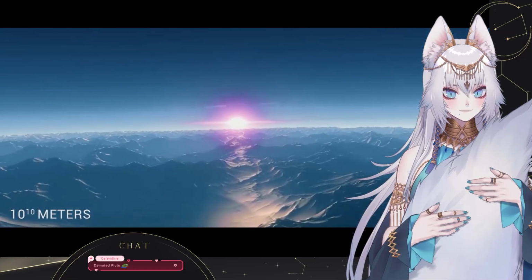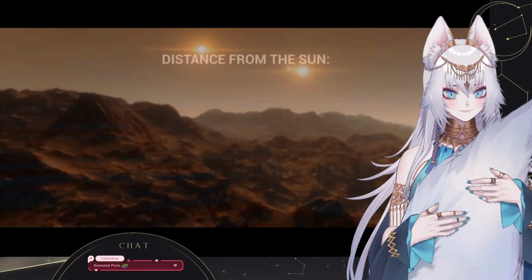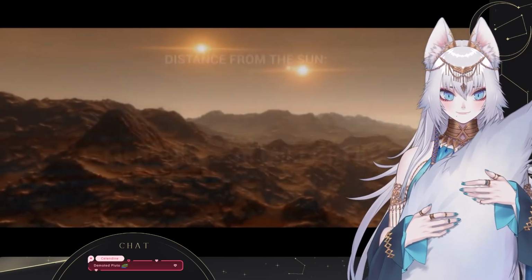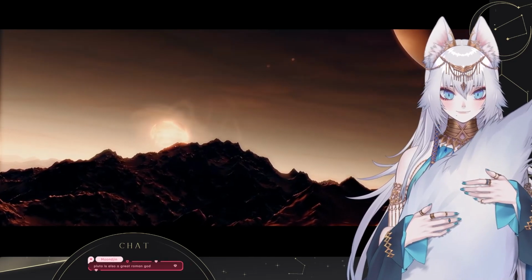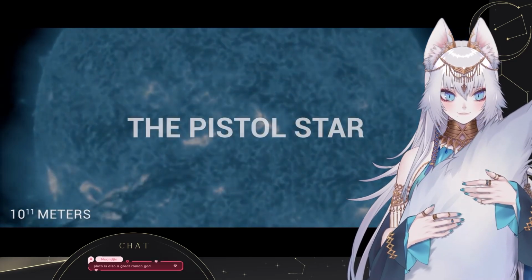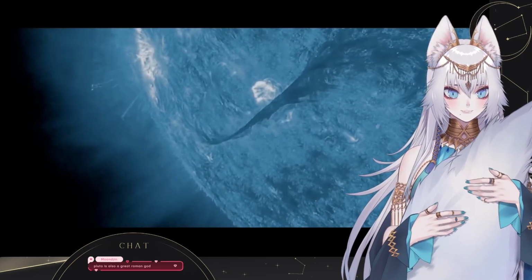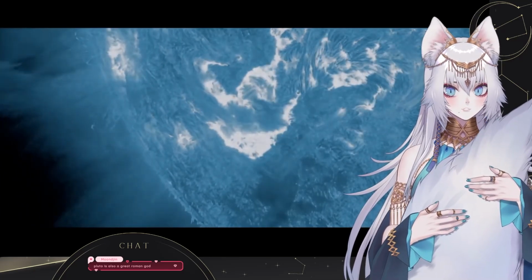At 10 powers of 10, we come across the orbits of Mercury, Venus, and Earth, ranging from 36 billion kilometers from the sun all the way to 93 million kilometers. Although these orbits seem pretty big, they're dwarfed by one of the most luminous stars in the sky, the Pistol Star. At 470 million kilometers wide, it radiates as much energy in 20 seconds as our sun does in one whole year. Holy moly.